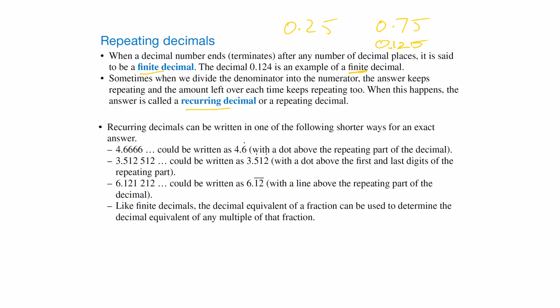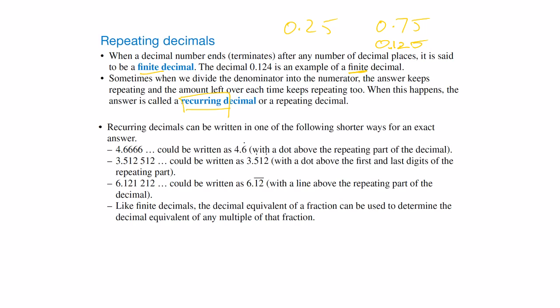Sometimes when we divide a denominator into a numerator, so that's what we do when we get into fractions and other decimal stuff a little bit later in the year, the answer keeps repeating and the amount left over each time keeps repeating as well. When this happens, the answer is called a recurring decimal or a repeating decimal. So we've got some examples here. Recurring decimals can be written in any of the following forms, shorter ways for an exact answer.